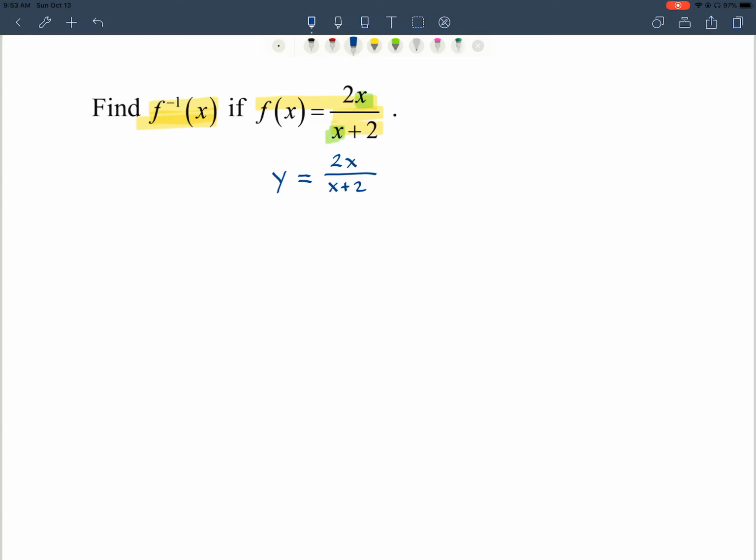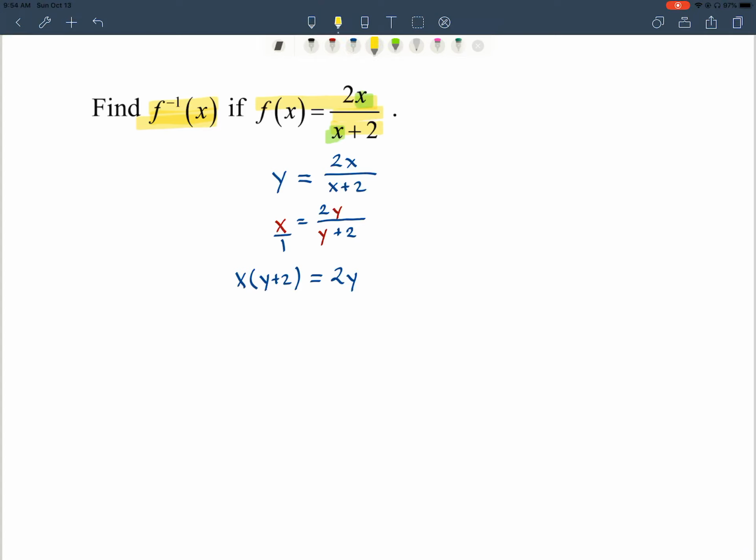And then our second step here is going to be just to flip-flop our x's and our y's. So we should now have x equals 2y divided by y plus 2. Now with this one, again, we've got a proportion if we look at it that way, right? We've got a fraction equals a fraction. So let's just go ahead and cross multiply one more time. So now we're looking at x times the quantity of y plus 2 should equal 1 times 2y, which is just 2y.